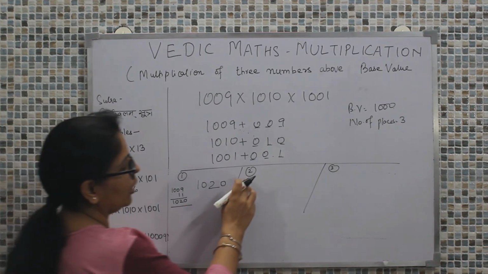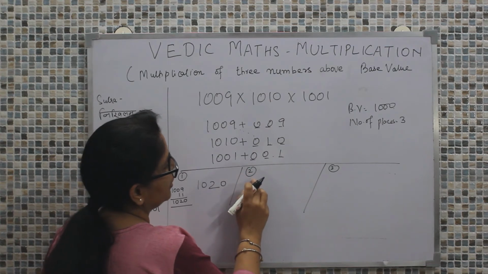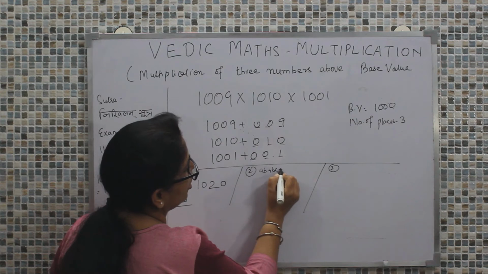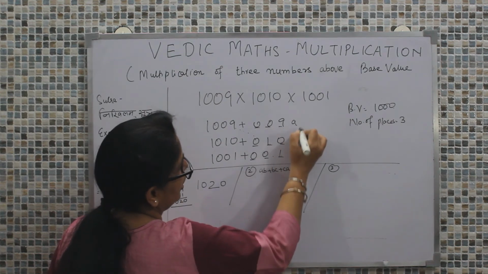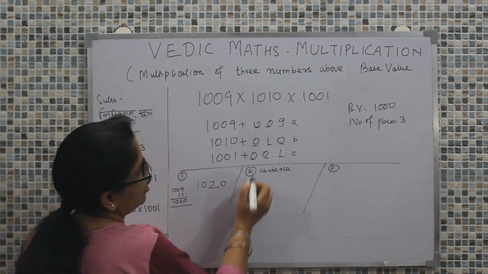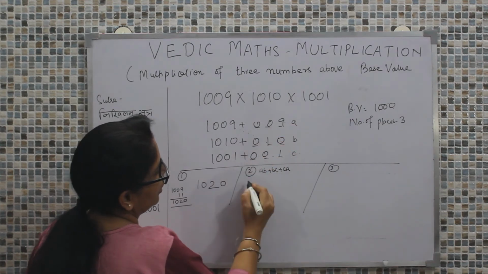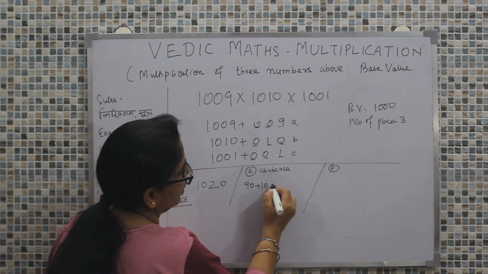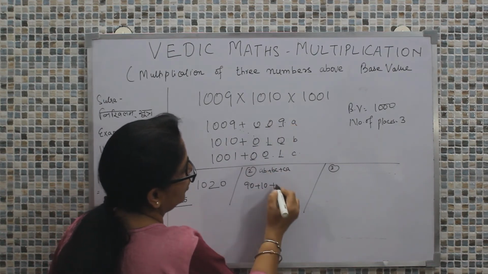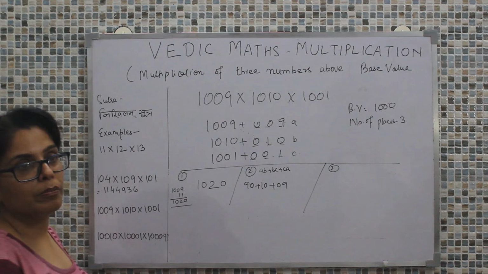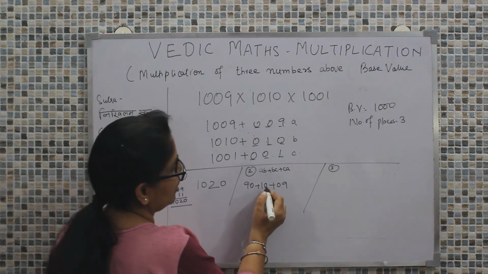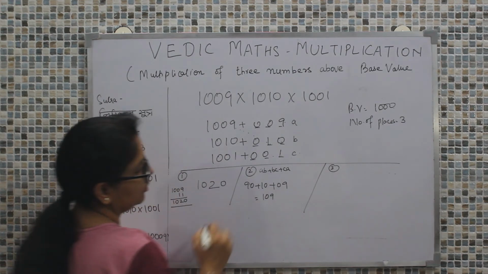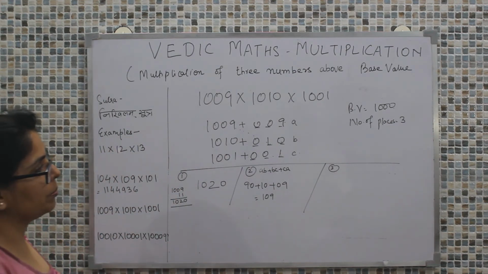Now taking up the second component. Second component says the formulation is AB plus BC plus CA. So this is our A, this is B, this is C. So that will be 9 into 10, 90, plus 10 into 1, that is 10, and 1 into 9, so that is 9. So 90 plus 10, that is 100. 100 plus 9 is 109. So this is our second component.